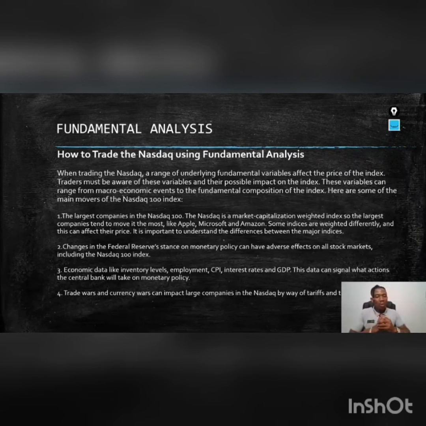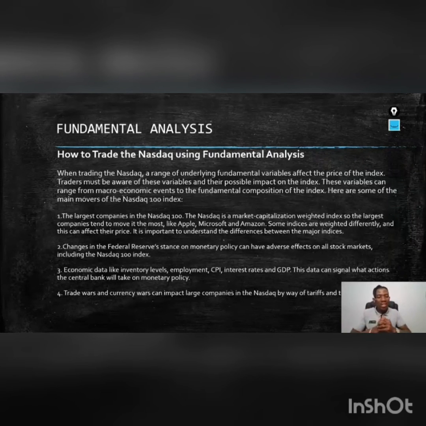Number one, we're going to be using the largest companies in the 100. Nasdaq is a market capitalization weighted index, so the largest companies tend to move it the most, like Apple, Microsoft, Amazon, as you're going to see as we cover the lessons. Some indices are weighted differently and this can affect their prices. So it is important for you to understand the difference between these indices, right?